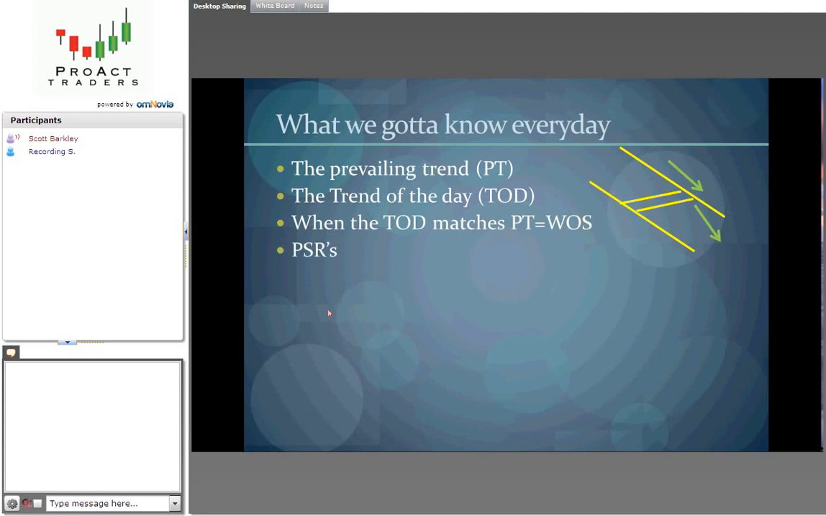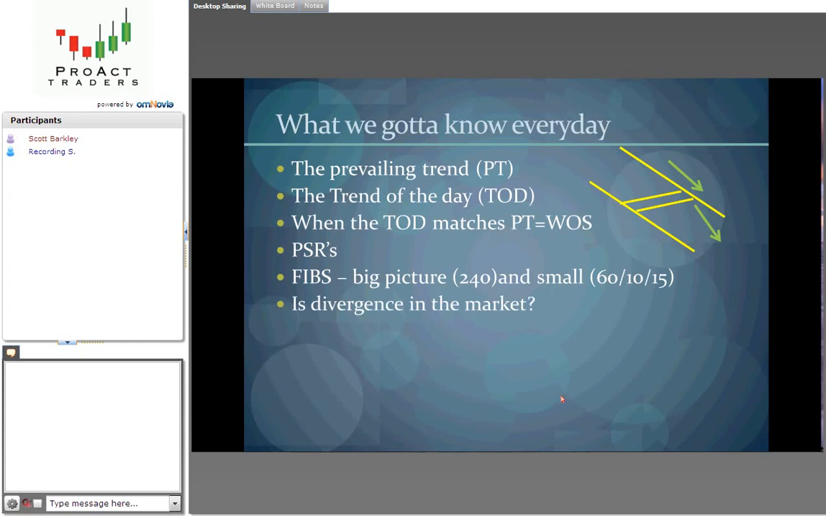Then we need to know the previous support or resistance. We call them PSRs for short. We need to know the fibs, not just the fibs in the big picture, which is on the 240-minute chart, but we also need to know where the Fibonacci ratios are in the smaller world, which would be in the 60 and maybe the 10 or the 15-minute world. Is divergence in the market? If divergence is in the market, we do not stop trading in the direction we're trading, but we're more judicious about moving our stops.